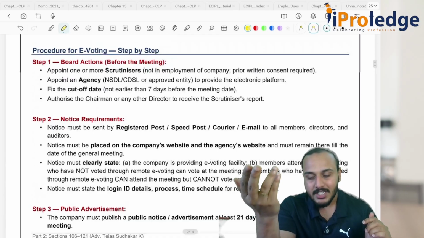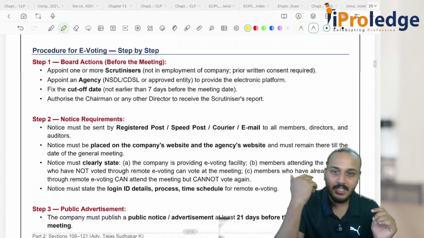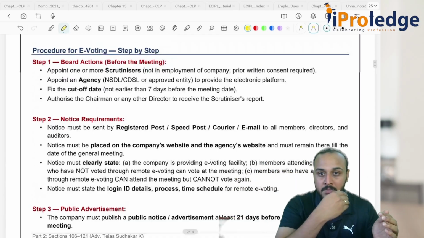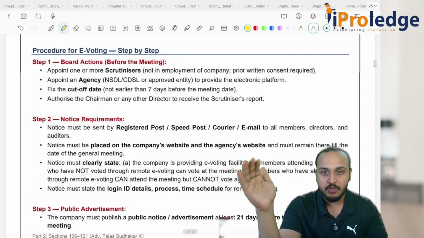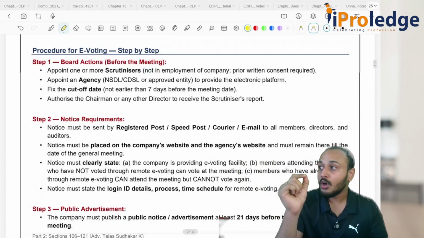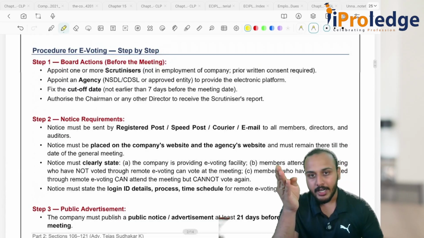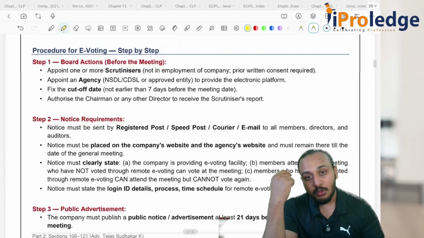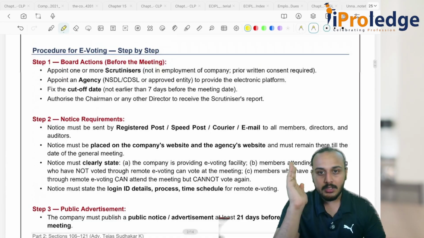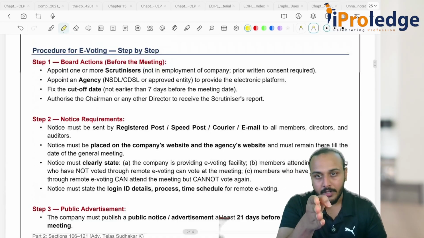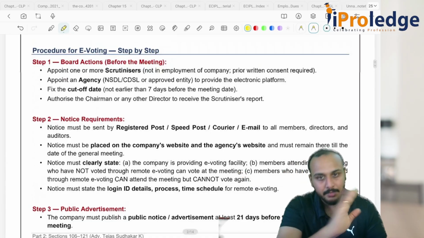Today I am purchasing 100 shares, tomorrow I sell all these 100 shares. So the shareholding structure of the company will keep changing. If I do not put a cutoff date, it would be very difficult to ascertain the votes. In simple words, whoever is a shareholder on that cutoff date will have the right to vote. As simple as that.